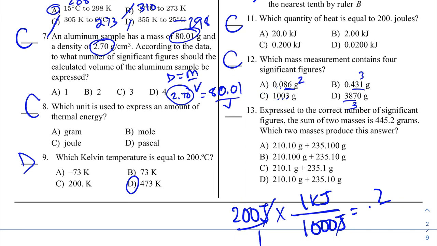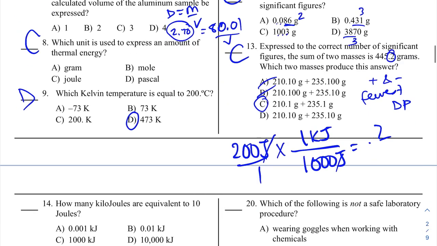Expressed to the correct number of sig figs, the sum of two masses is 445.2. Which two masses produce this answer? So remember, with addition and subtraction, we go to the fewest number of decimal places. So if I only have 1 decimal place, I need to find an answer that only has 1 decimal place. 2 and 3, 3 and 2, choice C. Yeah. A lot of C's in a row.